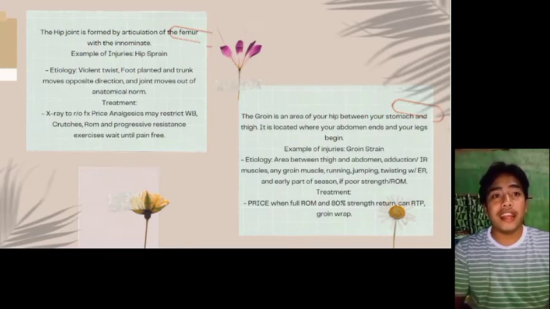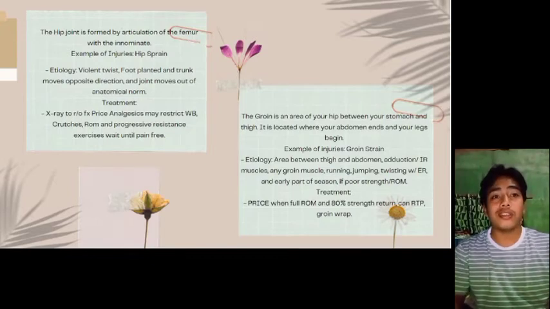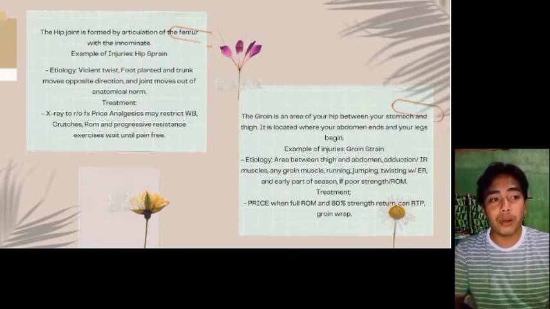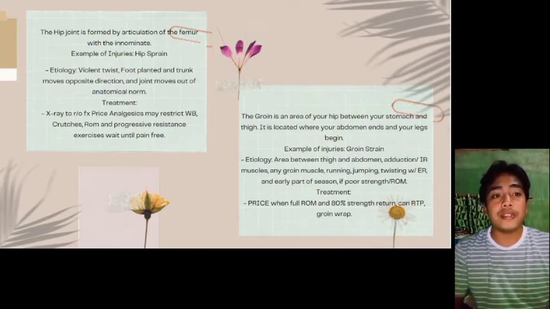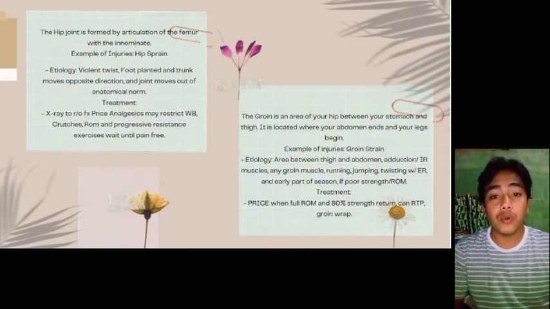The groin is the area of your hip between your stomach and thigh. It is located where your abdomen ends and your legs begin. Example of injuries: groin strain. Etiology: area between thigh and abdomen, adduction and IR muscles, any groin muscles during running, jumping, twisting with ER, and early part of season. If poor strength or ROM, treatment: PRICE. When full ROM and 80% strength, return to play with a groin wrap.